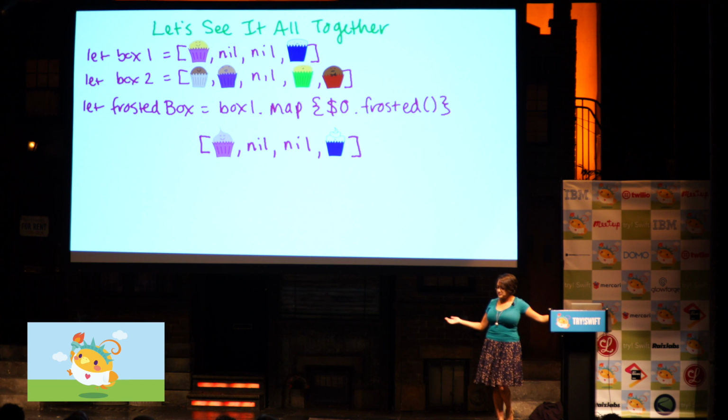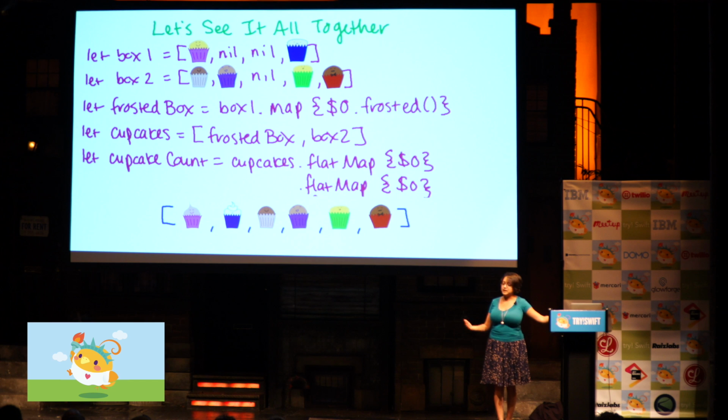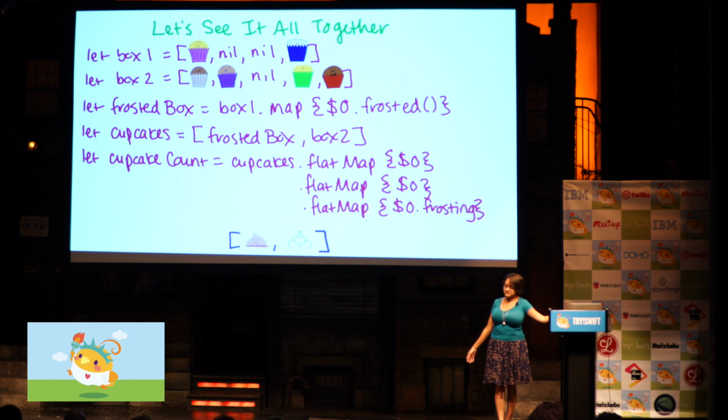So the first thing I would do, I would take the first box, and I would only frost the first box. You get something where the first box now has frosting, cool. We're going to combine our two boxes again. So now you'll see on the first flat map, we've combined our box. So we have 2 frosted cupcakes, 4 unfrosted cupcakes. Flat map it again to remove the nils.